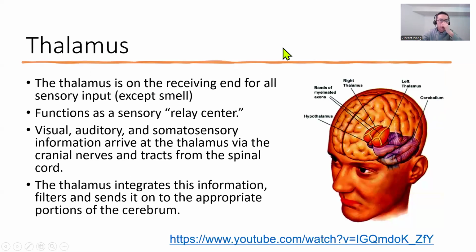So what does it do? The thalamus is on the receiving end for all sensory input except smell. Smell just goes directly to the temporal lobe, but everything else has to go through the thalamus first. It's a relay center that will project the information to the appropriate lobes in the brain. And it also helps filter out information that is not particularly important.